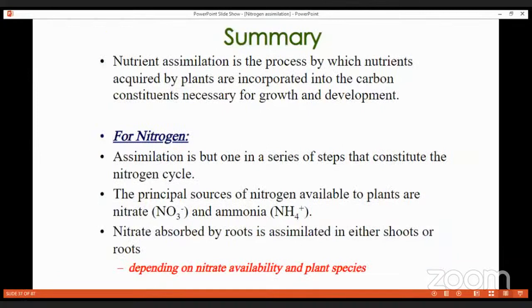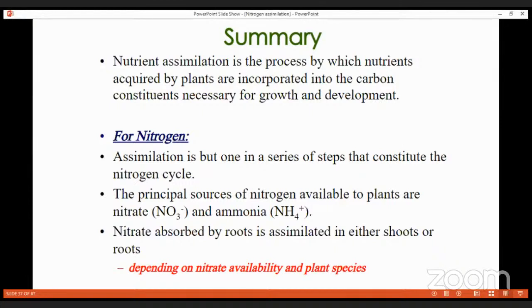So in summary, what we have discussed: assimilation is the process by which nutrients acquired by the plants are incorporated into the different carbon constituents necessary for growth and development. Here we are discussing nitrogen. The constituents necessary for growth and development include the proteins that we basically require, and nitrogen has to be incorporated into nucleic acids also, as purine and pyrimidine. So nitrogen assimilation is a series of steps which constitute the nitrogen cycle. The principal sources of nitrogen available to plants are nitrate as well as ammonia.